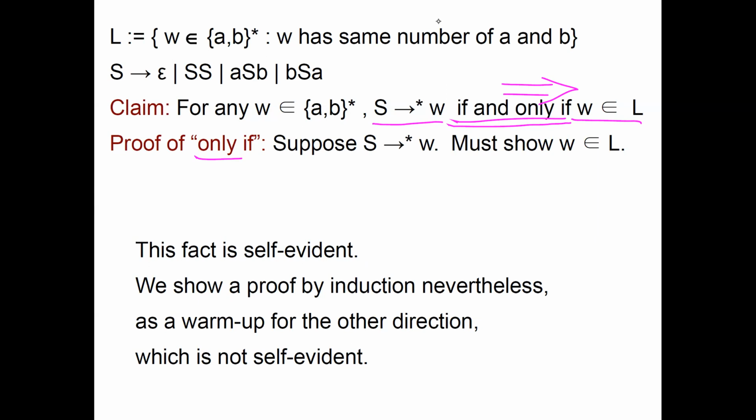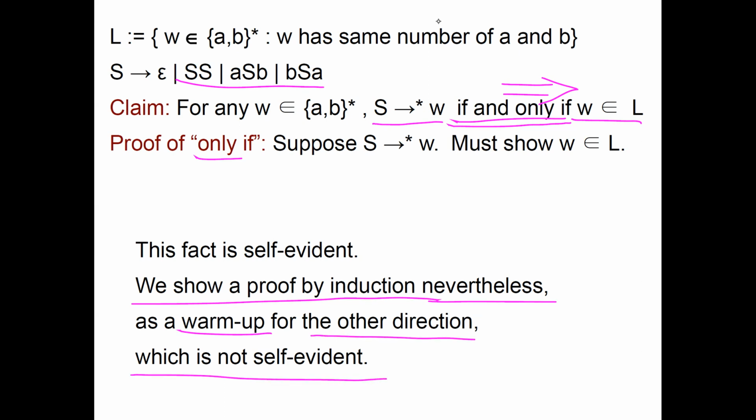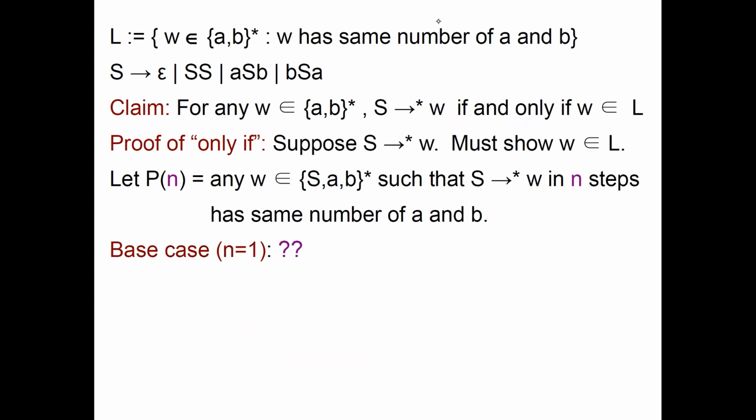This fact is self-evident because all the rules introduce the same numbers of a's and b's. Nevertheless, we're going to show a proof by induction as a warm-up for the other direction, which is not self-evident. Okay, so what is P(n)? P(n) is: any string w that is derived from S in n steps has the same number of a's and b's. I want to prove that for every n, P(n) is true. So any string generated in any number of steps has the same number of a's and b's.